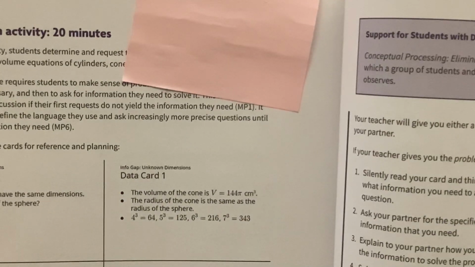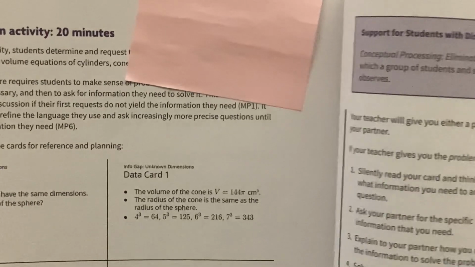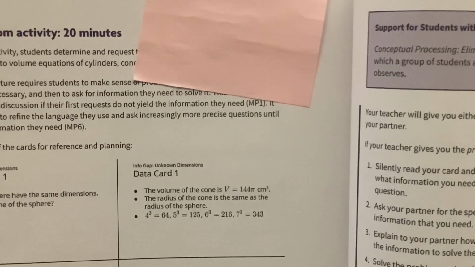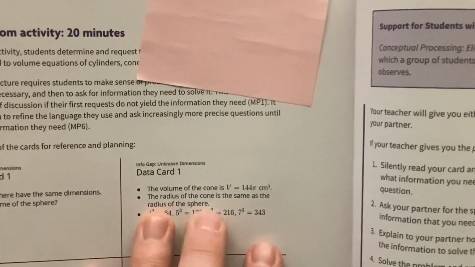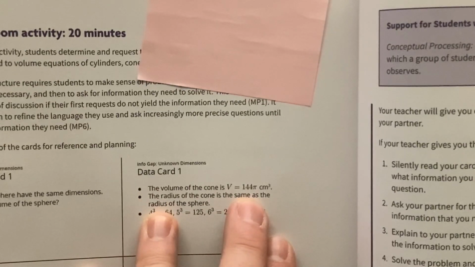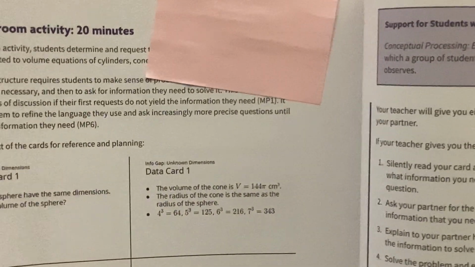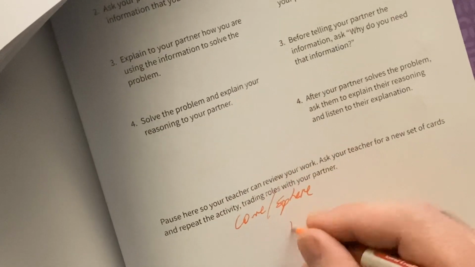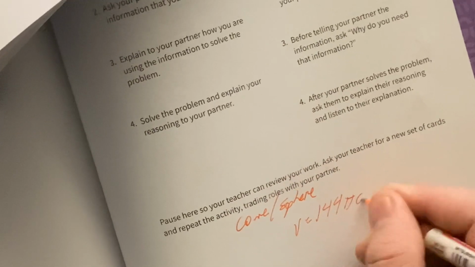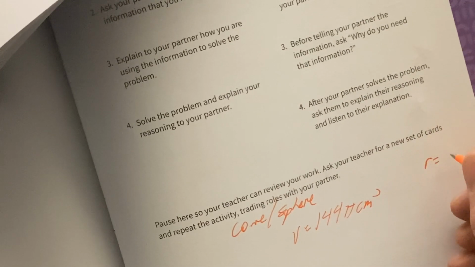Okay, so the volume of the cone is 144 pi. So write that down. And the radius of the cone is the same radius as a sphere. So 144 pi is the key. And it tells us a bunch of cube numbers here. We can figure those out. Those aren't necessary. All right, so we're going to work through that one. We'll just do it on the bottom here. So the cone and sphere have same dimensions. It tells me the volume of the cone is 144 pi, and it wants to know the radius.